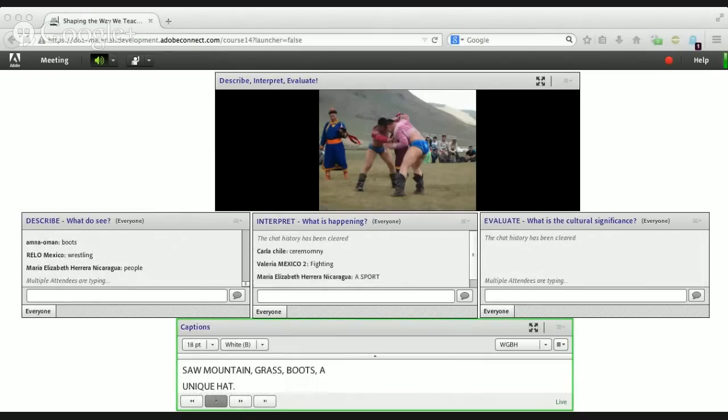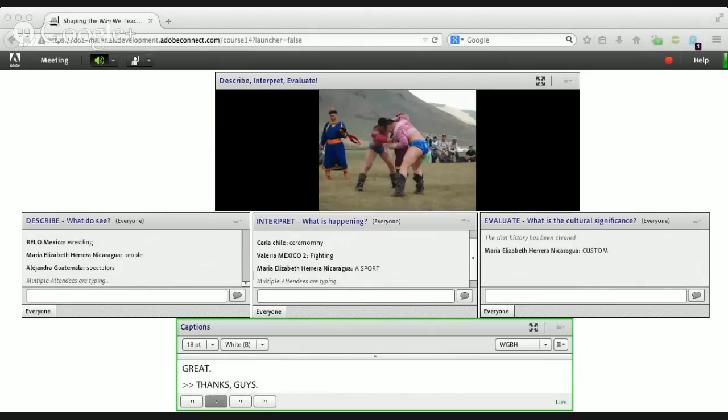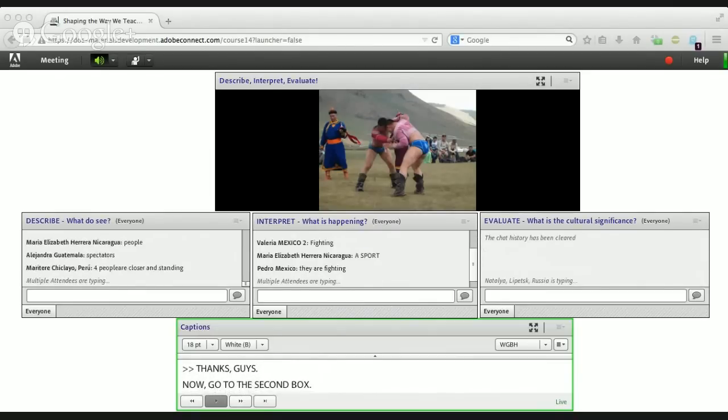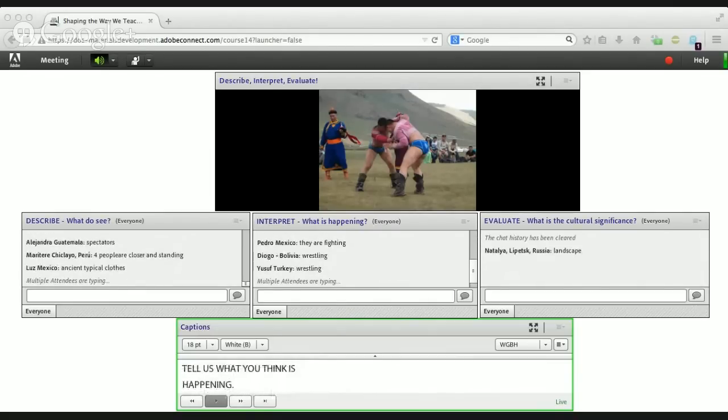Now, go to the second box. Tell us what you think is happening. What do you think is happening in this picture? Fighting, a sport, they're fighting, wrestling. They're having a match, competition. Sumo. Part of a ritual. A game is in progress.